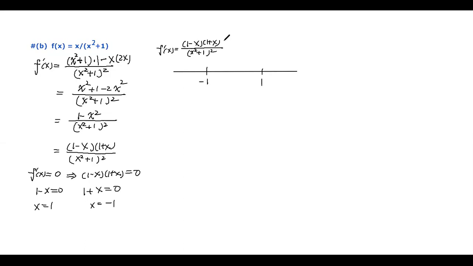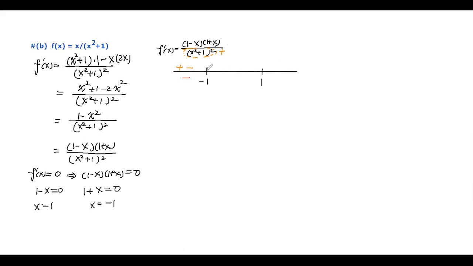Okay, so now let's take a look here. If I take any number less than negative 1, let's say negative 2 here, right? The bottom is always positive, so I don't need to care about it because the denominator is squared, so it's always positive. If I put in negative 2, this will be 1 minus negative 2, so it's positive. And 1 plus negative 2 is negative. So what is this interval? It's negative, right?